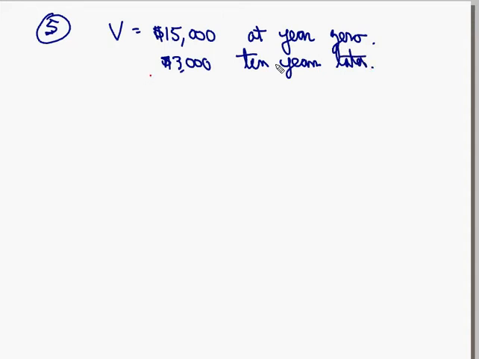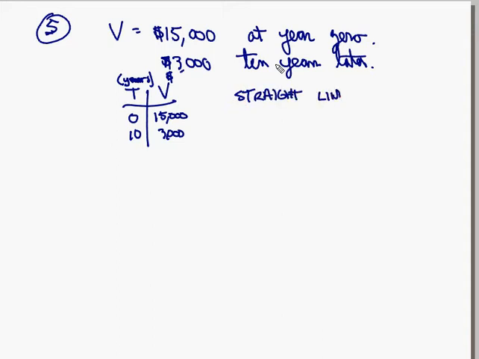Okay, 10 years later. So think about this. If we make this into a T table and we say that the value is dependent upon the age or time, and this is in years, and this is in bucks, so we could say at year 0 it's 15,000, and at year 10 it is 3,000. If we use straight line depreciation, we're talking about a line there, so we're going to be using a linear equation.